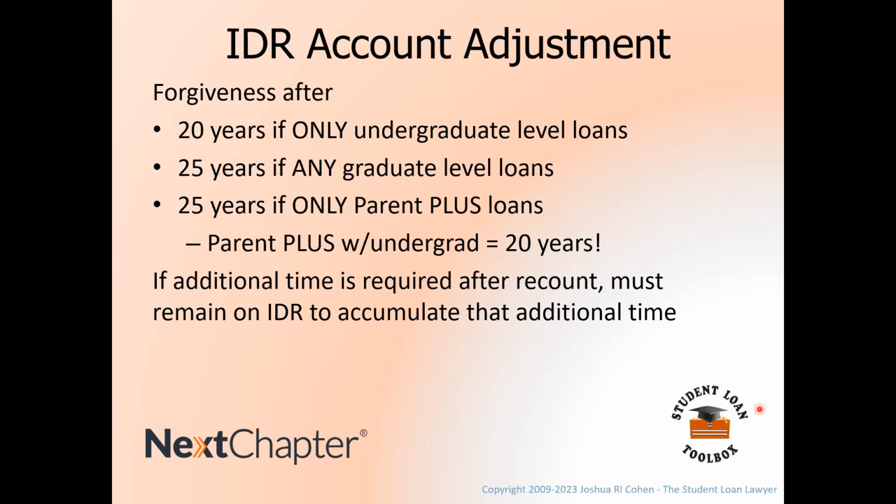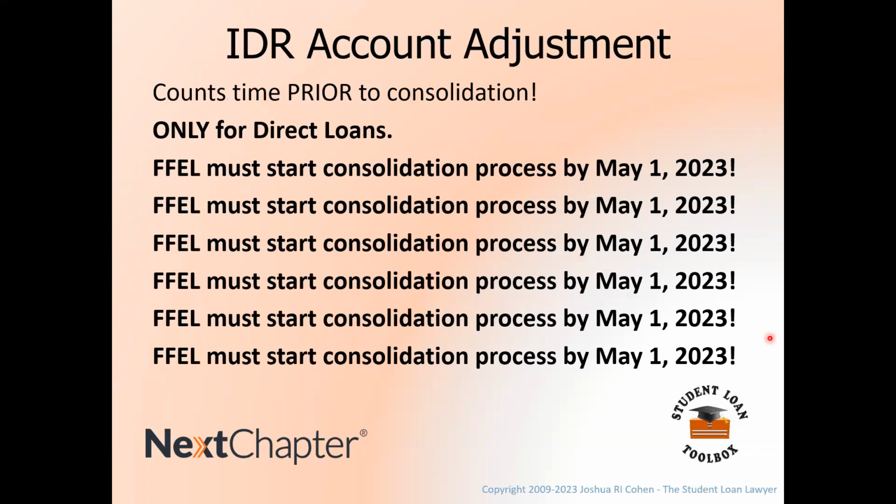Isn't this fun? Now, here's a very important slide. This counts again for time prior to the consolidation. This is the only time they're doing it. It is only for direct loans. If you have an FFEL, you must start the consolidation process by May 1st, 2023. You have to submit the consolidation paperwork by May 1st, 2023. If your client has an FFEL, they've got to start the consolidation by May 1st, 2023. It's March 1st. They've got 2 months.